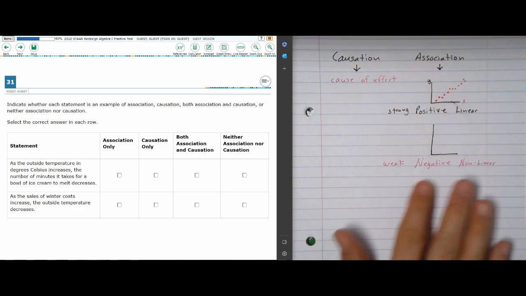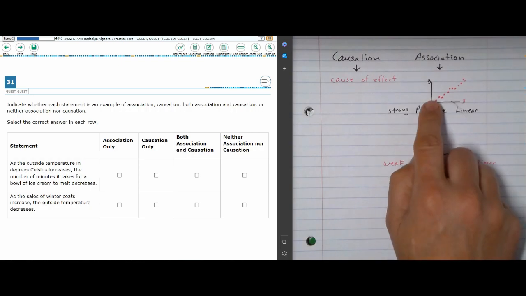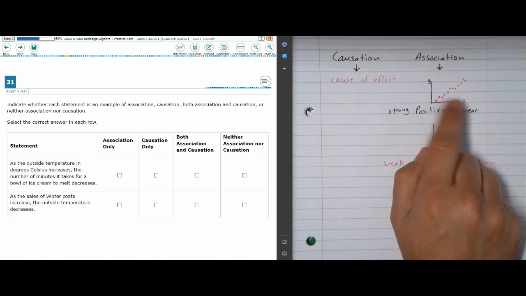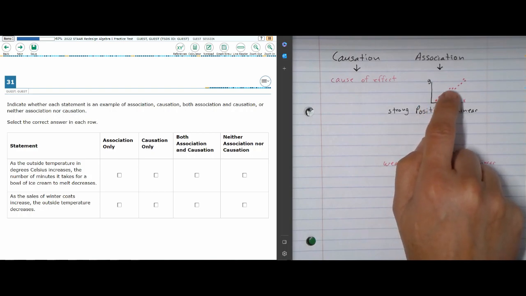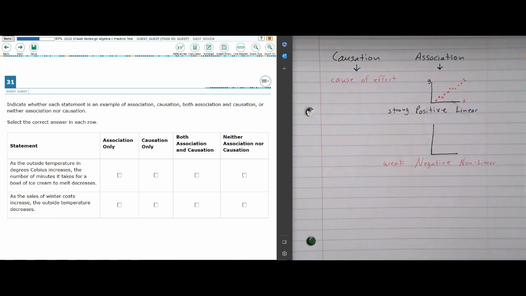When we talk about a negative nonlinear association, right, it's the opposite of positive, because what's going to happen is, on this one, with the positive, as x increased, y increased. So as we move to the right, it moves up. When we talk about negative, it's going to be the opposite. As we move to the right, it's actually going to move down.